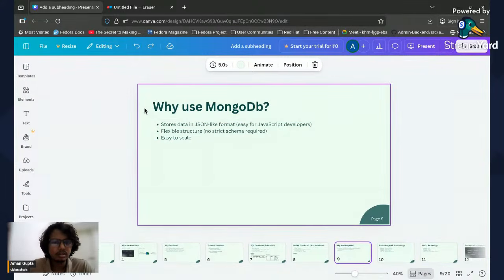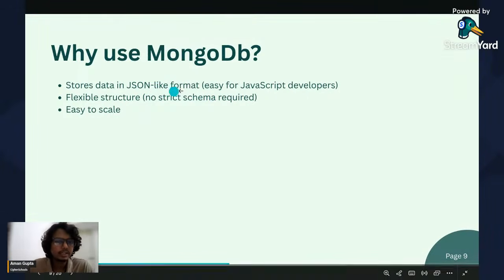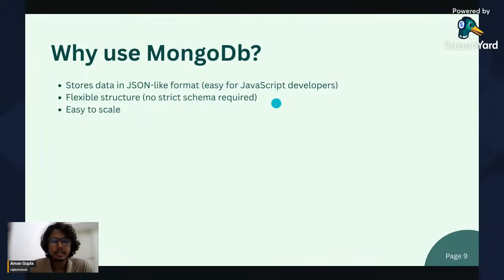Okay. Now again, why would we use MongoDB? It stores data in a JSON-like format. Okay, like I told you, it's not exactly or entirely JSON. It is nothing but your BSON format. But we don't have to really do anything. MongoDB takes care of that.